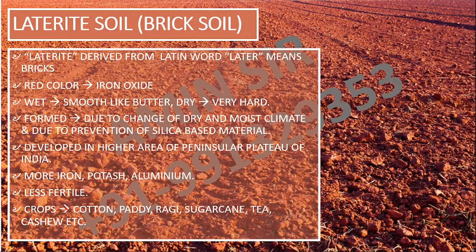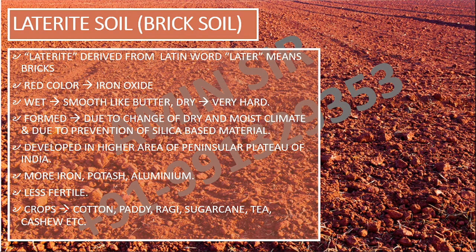The fourth one is laterite soil, or we can call it brick soil. Just look at the image. Laterite is derived from the Latin word later, and later means brick. It is red because it has lots of iron oxide in it. When we wet this land, it will be smooth like butter, but when it dries, it will be very hard.